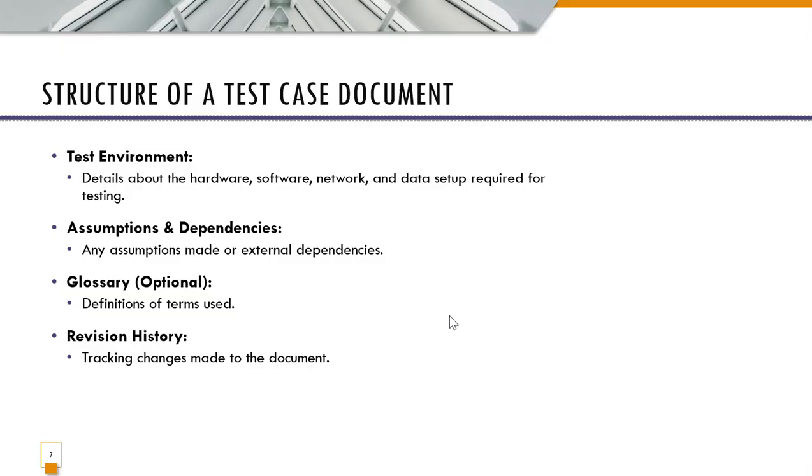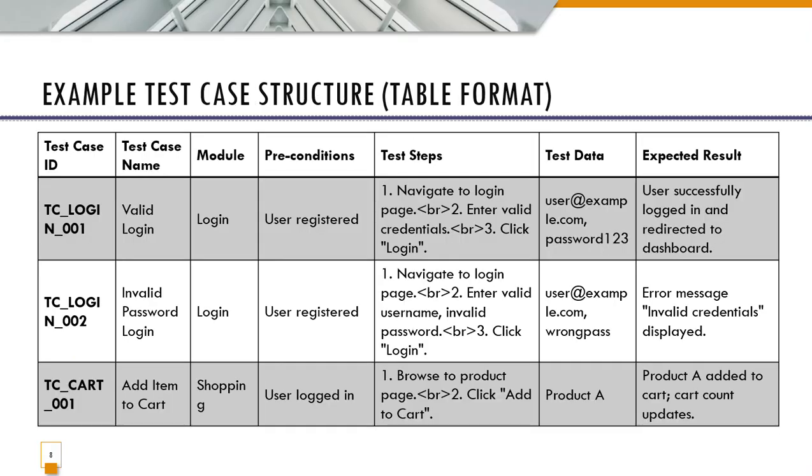Let's move on to the important things. That's the example of the test case document. I'll give you an example of the test case structure, how it should look and what the important things are. A typical test case document should look like this. The headers of that document are: first, the test case ID; second, the test case name; third, the module, prerequisite, test step, test data, and expected result.